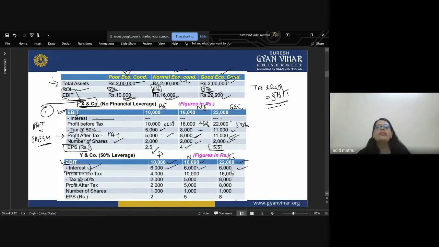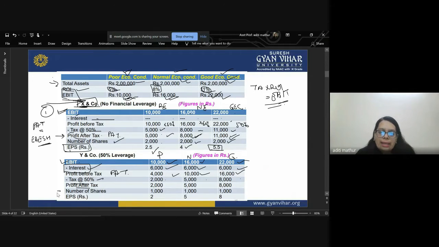It will not change if the economy is going good, bad or normal. So you will get the PBT as 4,000, 10,000 and 16,000. Now we will deduct the tax, which is at 50%. So 2,000, 5,000 and 8,000. Now we will come up to PAT, that is 2, 5 and 8.